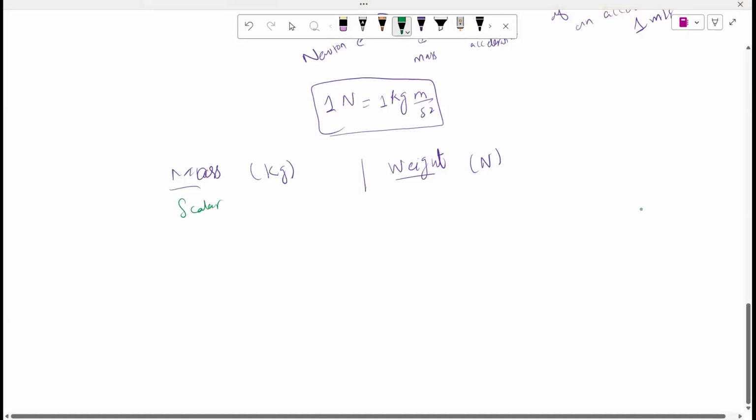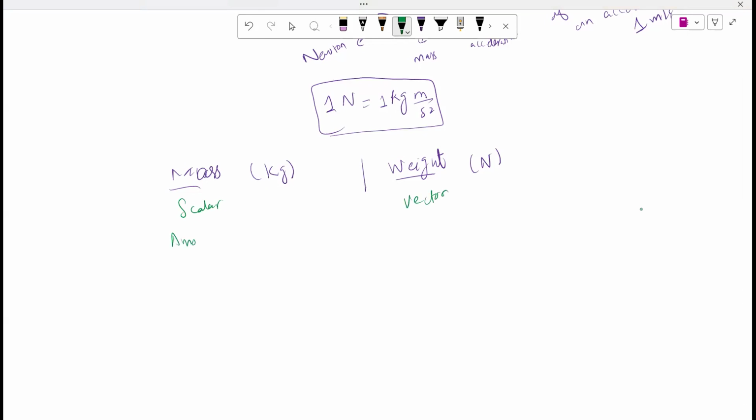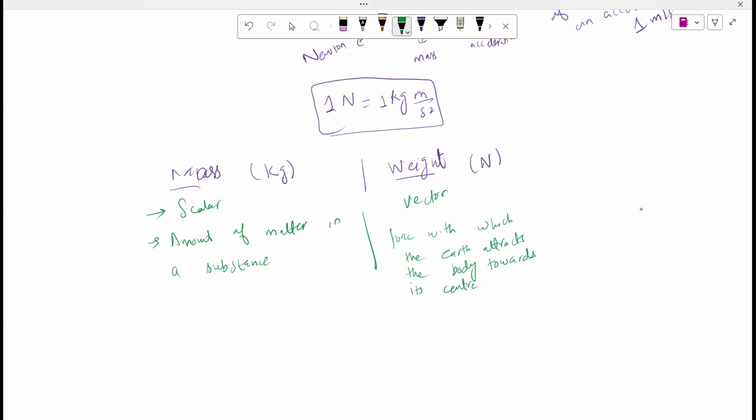So mass is a scalar quantity and weight is a vector quantity. Mass is defined as the amount of matter in a substance, and weight is defined as the force with which the earth attracts the body towards its center. Okay?